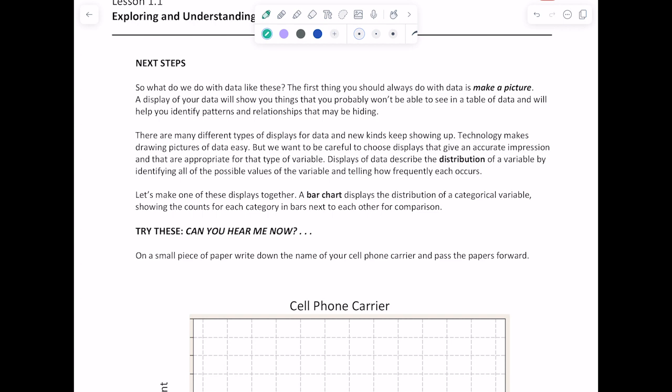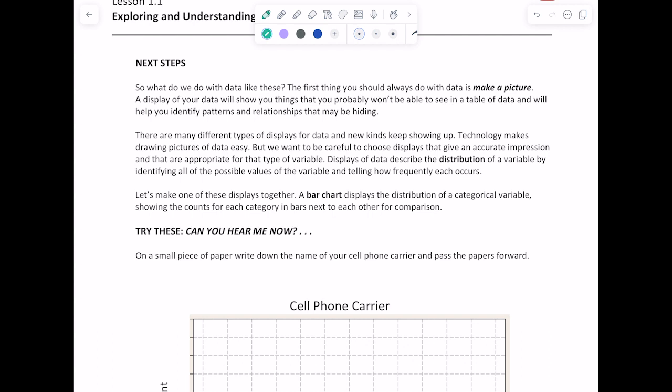Our vision accounts for about 2/3 of electrical activity in your brain, and 50% of our neural tissue is related to vision. So it assists in learning and looking at patterns and seeing features that might be interesting. So making a picture is really important for understanding data.